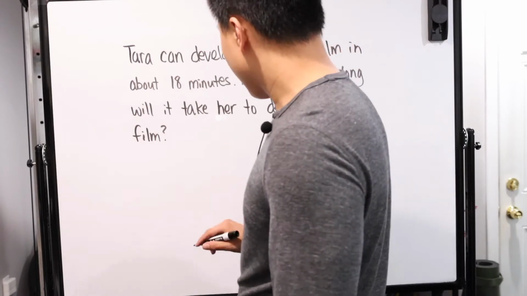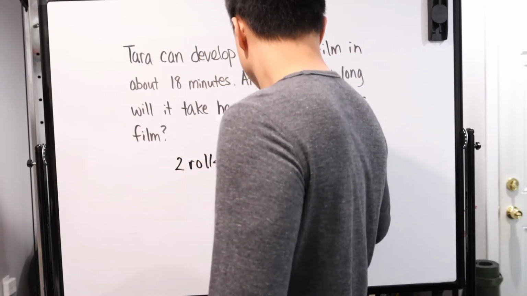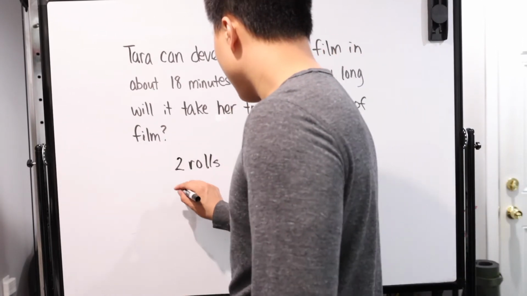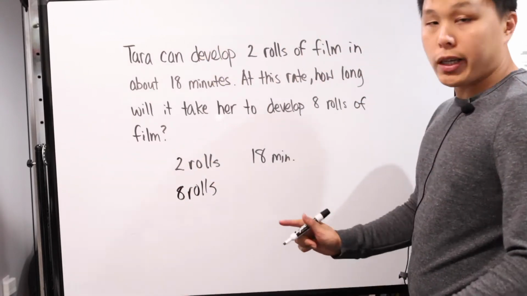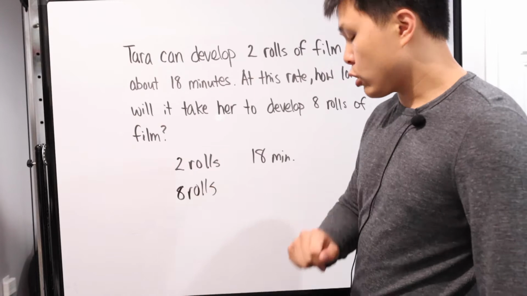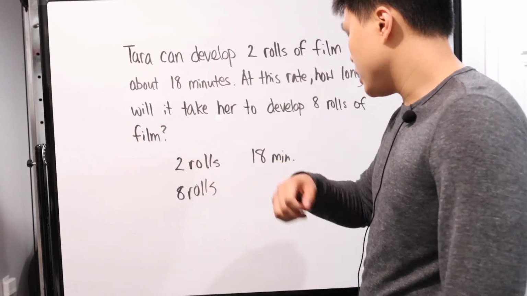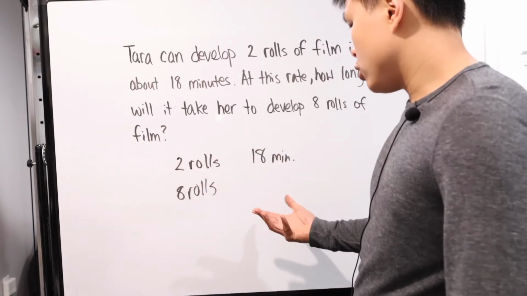So let's just write this out. 2 rolls, 18 minutes. Okay, and then you have now 8 rolls. How many minutes? And once again, you can always increase it to get as close to 8 as possible, or all the way to 8. You can double it. If it takes 2 rolls 18 minutes, if you want 4 rolls, well, you times this by 2, that's 36 minutes, so on and so forth.